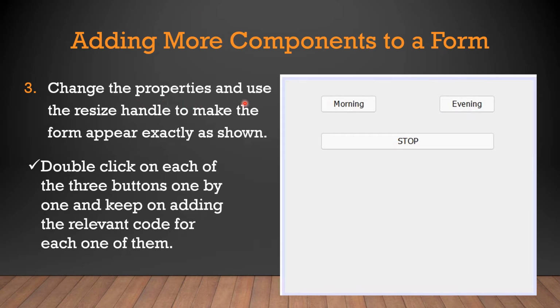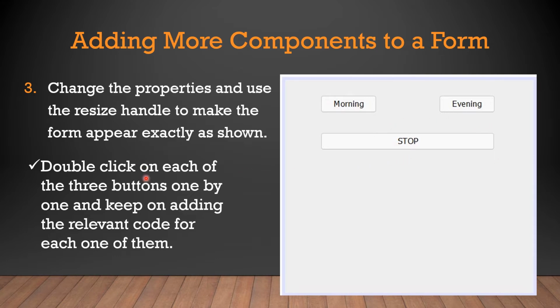Now change the properties and use the resize handle to make the form appear exactly as shown. Basically, in the previous slide, we had the form which was not properly arranged, and here we have arranged all the components in a proper manner, and also we have changed the display text of these 3 buttons. The first button as morning, the second button as evening, and third button text as stop. So we have also used the resize handle so that the buttons can appear in a proper manner.